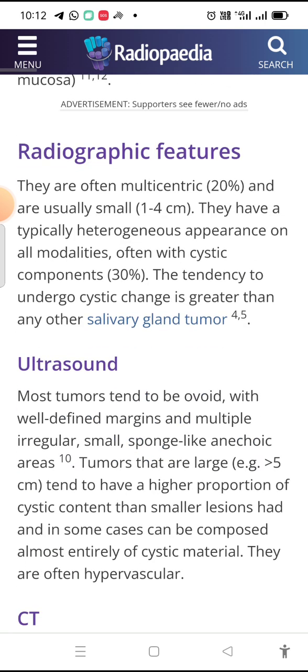Radiologically, they are often multicentric and are usually small, 1 to 4 centimeters, and they have a typically heterogeneous appearance on all modalities, often with cystic components. The tendency to undergo cystic change is greater than in any other salivary gland tumor.